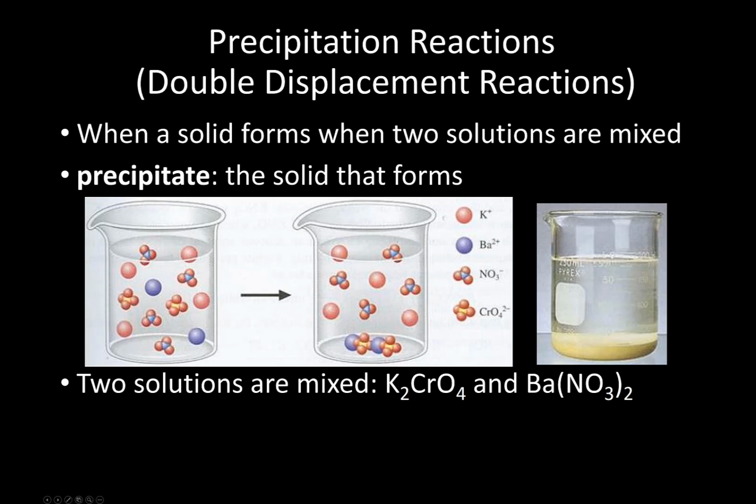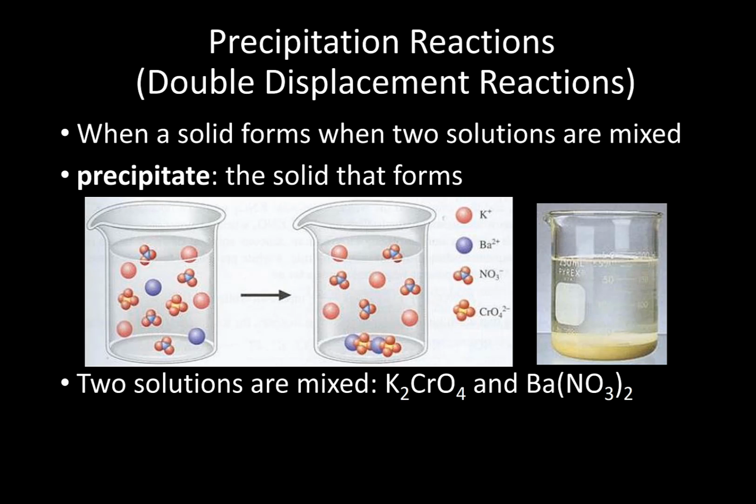So in this video, we're going to look at a specific type of reaction, a precipitation reaction. In this chapter, we'll also be looking at acid-base reactions and redox reactions. So there are 3 main types of reactions that occur in solution: precipitation, acid-base, and redox. So we'll look at all 3 of those in this chapter.